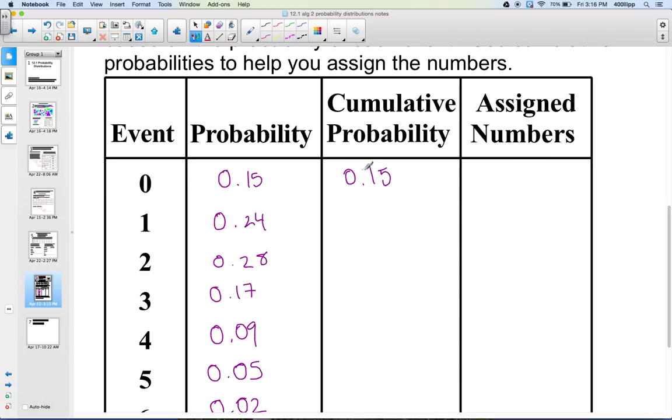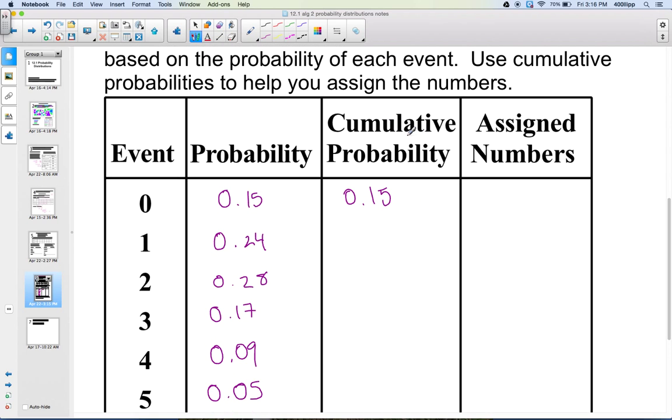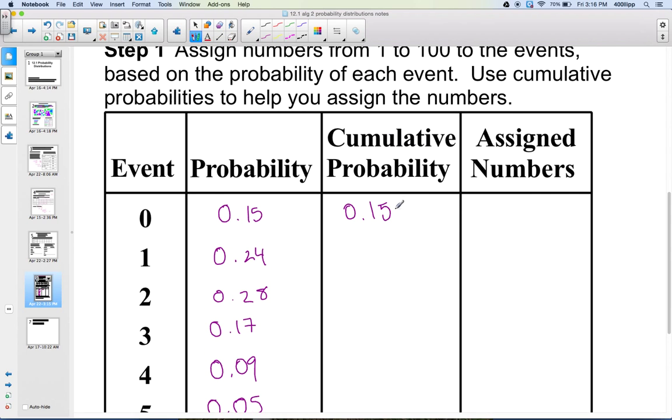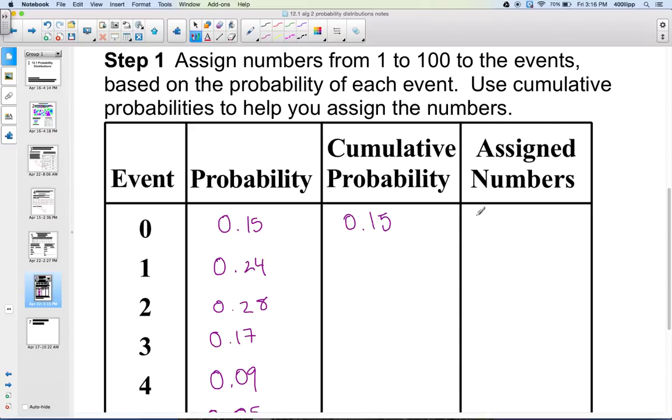numbers. So if it's 0.15, if we're assigning 100 numbers here, then 0.15 is the same as saying that we're going to assign 15 out of 100 numbers. So let's assign the numbers 1 to 15. Then the cumulative probability is we're going to just add these up.